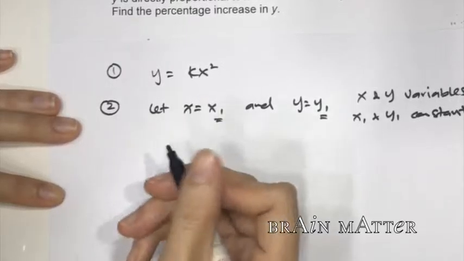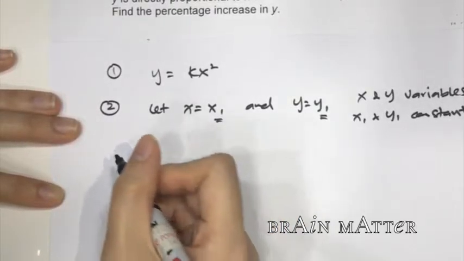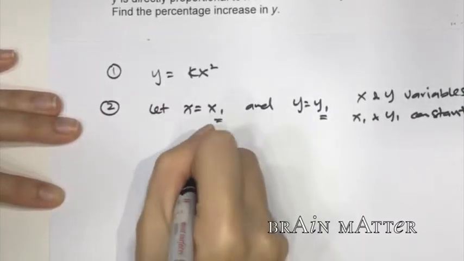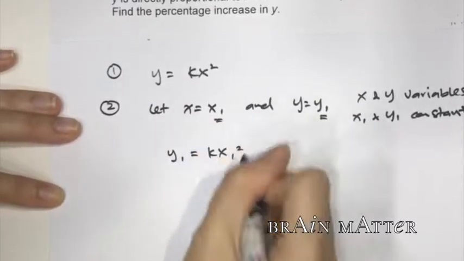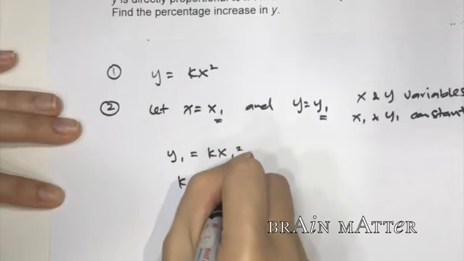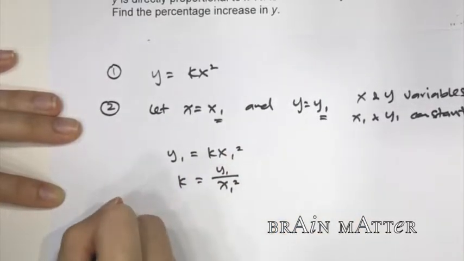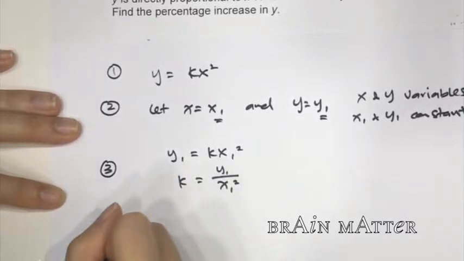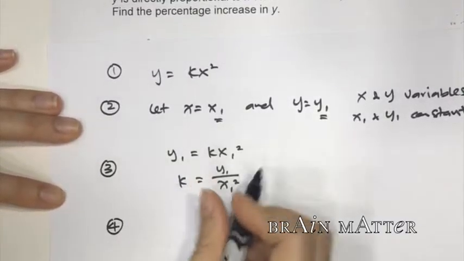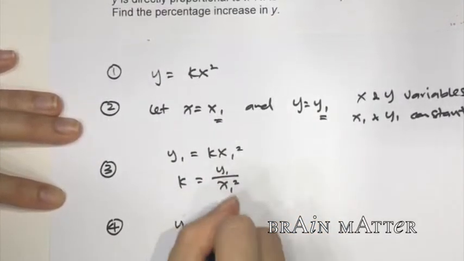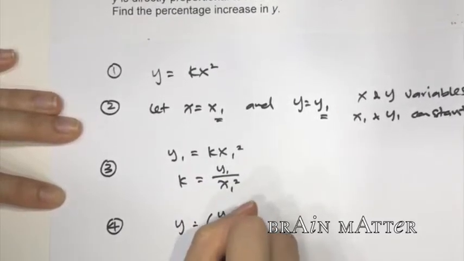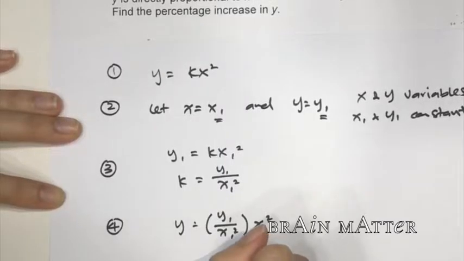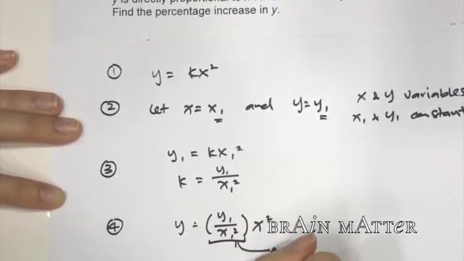The third step is to find k by substituting the x and y values inside. So k is y1 over x1 squared. This is the third step, find k. After we're done with k, we substitute this value into the equation. So y equals y1 over x1 squared times x squared. I want to emphasize that this value here is a constant.